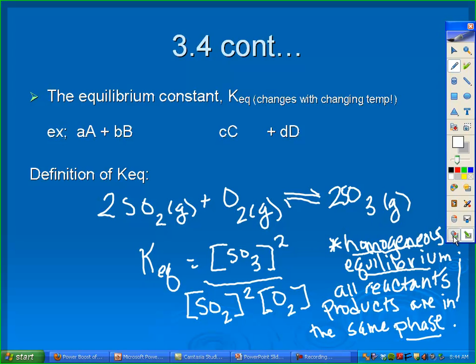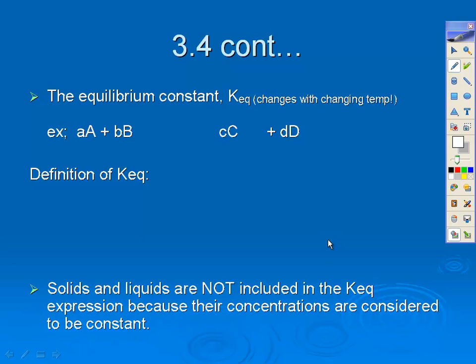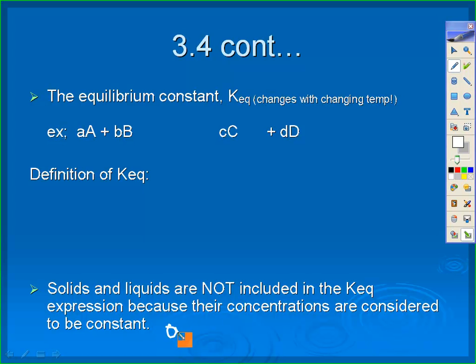I'm going to throw something else at you here. Solids and liquids. If you have a solid or a liquid as a part of your overall equation, like up here in your A's, your B's, your C's, your D's, any product or reactant that is a solid or a liquid, we are not going to include those in the KEQ expression. So they just drop out, not factored in at all, because their concentrations are considered to be constant. So basically, that leaves only aqueous solutions and gases that are going to be included in the KEQ expression.